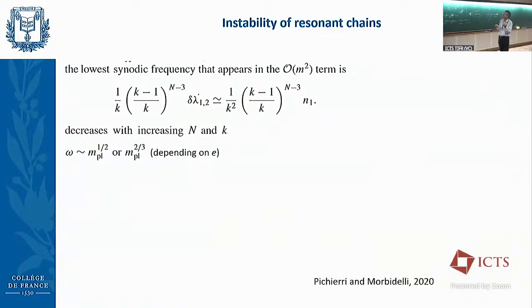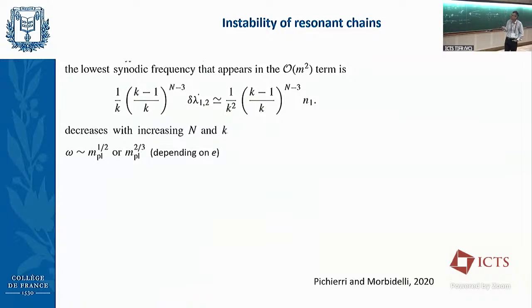Now, the synodic frequencies can be smaller and smaller. A combination of synodic frequencies can be smaller and smaller the longer the chain is. So N is the number of planets in the chain, K is the resonance index. So the final formula is this one.